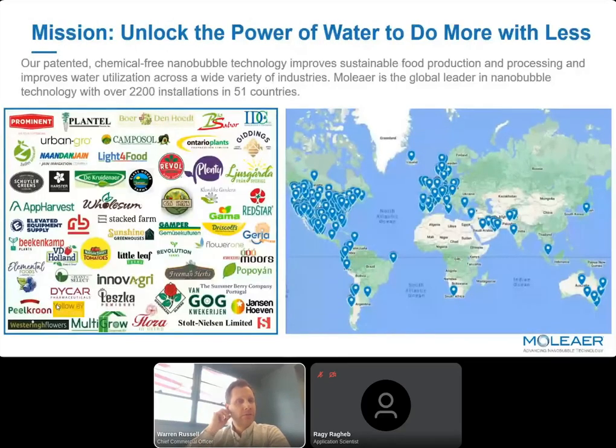So Moleaer's mission is really harnessing nanobubbles to improve the properties of water, and ultimately in ways that we can improve the efficiency of a particular application. Over the last, I think, 6 years, we've just crossed over about 2,200 installations in 51 different countries, working in a fairly wide variety of applications, from wastewater to mining, oil and gas, aquaculture and irrigation.